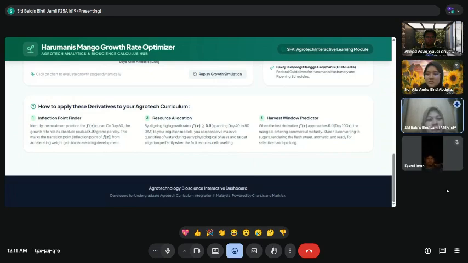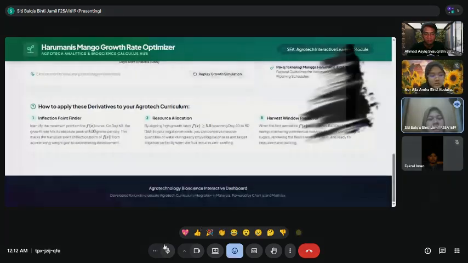Number 3, harvest window predictor. When the first derivative f'(x) approaches 0.08 at day 100 and beyond, the mango is entering commercial maturity. At this stage, starch is actively converting into sugar, rendering the fruit ready for selecting and picking. Overall, this application proves that intersecting data science, mathematics, and agriculture is successful.